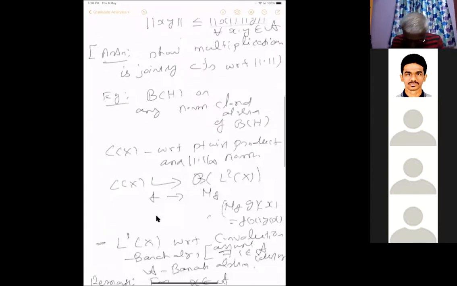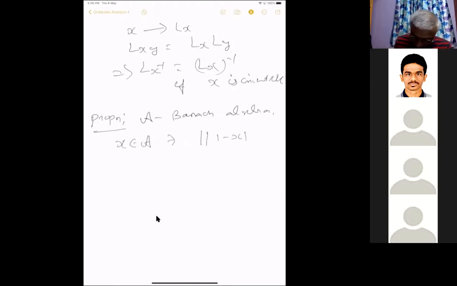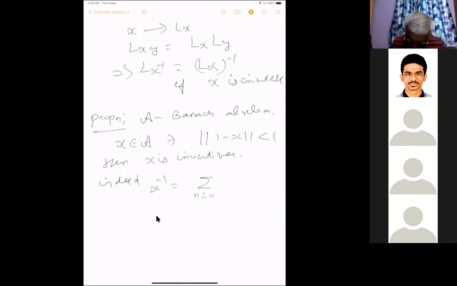Okay, so now I want to prove something really nice about this. Proposition: A is a Banach algebra. Sometimes I may not mention it, it's always a Banach algebra. x is in A such that the norm of 1 minus x is less than 1. Then x is invertible. Indeed, the inverse of x we can write as the sum from n equals 0 to infinity of (1 minus x) to the power n.